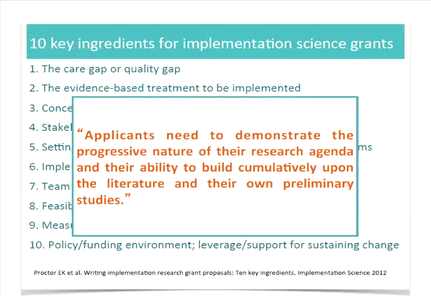So to summarize, I hope going over these ingredients has been helpful. Overall, in the article, Proctor writes, applicants need to demonstrate the progressive nature of their research agenda and their ability to build cumulatively upon the literature and their own preliminary studies. So it is important to show, either using the literature or your own work, why you're choosing the intervention strategies or implementation strategies that you're doing. And we hope that the behavior change wheel is at least one systematic approach to satisfying the reviewer's curiosity or requirement for knowing why you're doing what you're doing and how you're going to measure it.